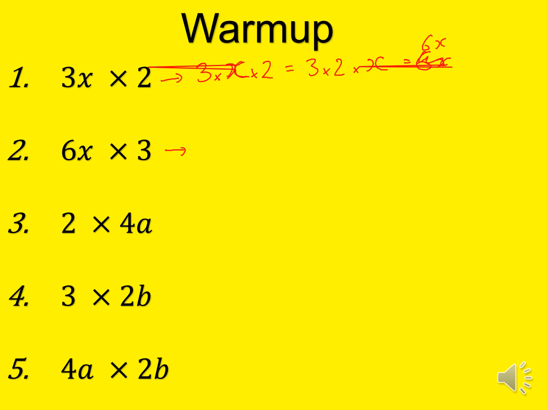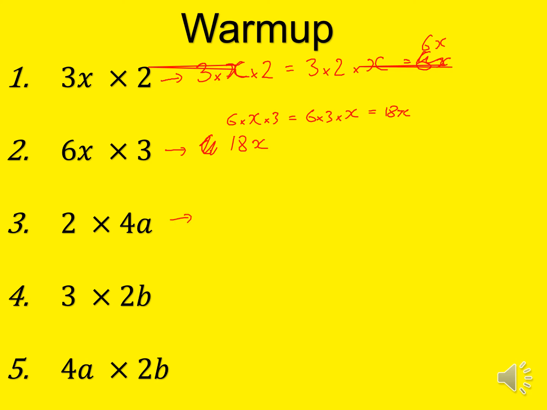Okay, so 6 times 3, because we've got 6x times 3, so 6 times 3 gives us 18, and times x gives us 18x. So you could write it out, so 6 times x times 3, which is then 6 times 3 times x, which is then 18x. But when you're confident with it, you can do it in less steps.